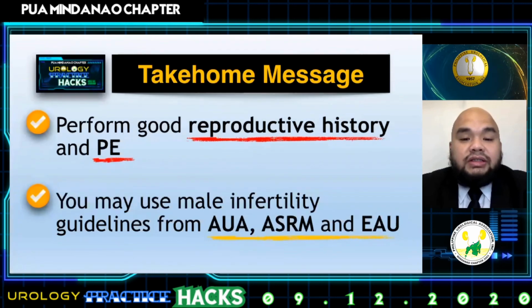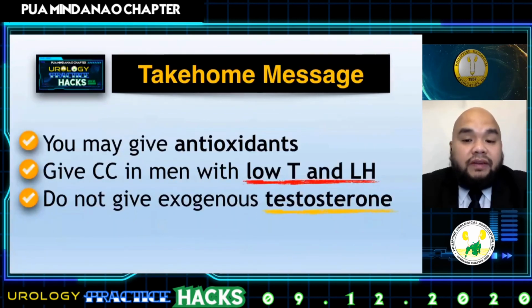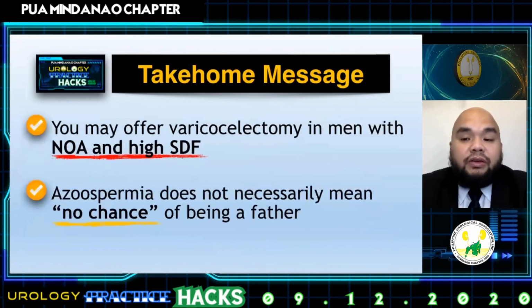For my take-home messages, first is perform good reproductive history and physical examination. You may use male infertility guidelines from the AUA, ASRM, and EAU. You may give antioxidants, give clomiphene citrate in men with low testosterone or subnormal or normal LH, and do not give exogenous testosterone. You may offer varicocelectomy in men with non-obstructive azoospermia and in men with high sperm DNA fragmentation level.